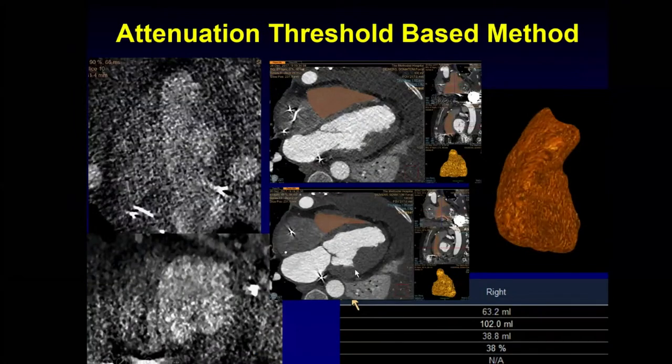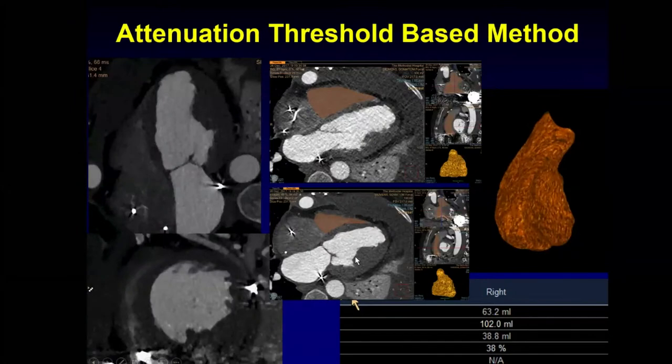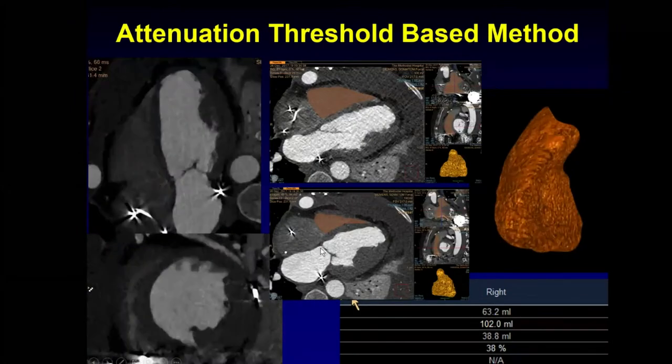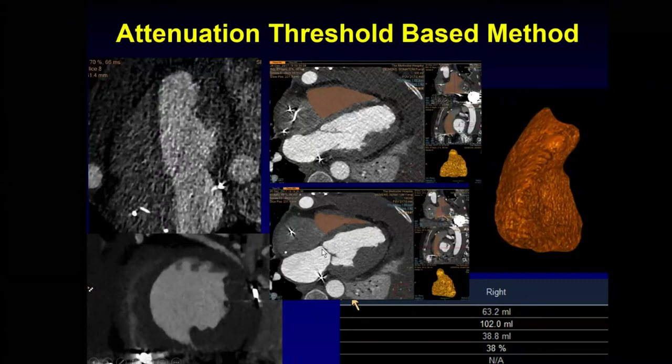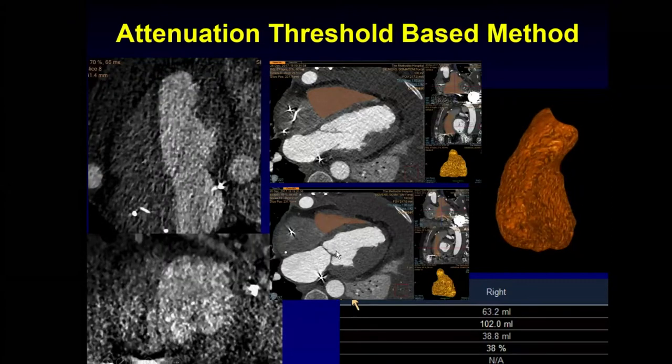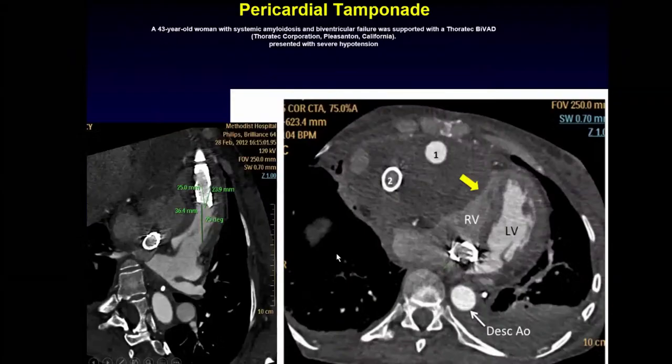And since we don't really need to look at the coronaries, you could use less contrast. Like this previous case that I showed you, this was done with 40 cc of contrast. And obviously, CT is very useful to look at surgical complications such as pericardial tamponade, like in this dramatic case of a patient with a BiVAD, actually.